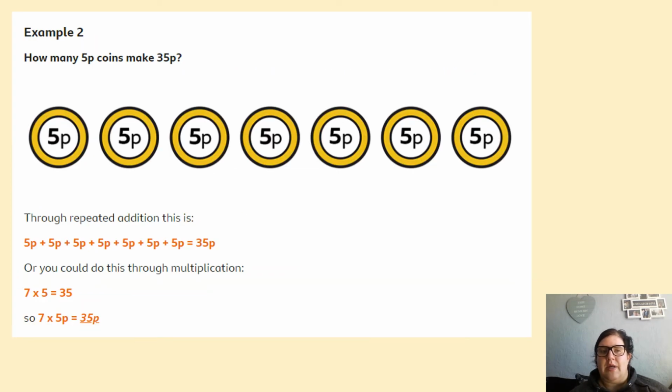Okay, so how many 5p coins make 35 pence? So through repeated addition, this is 5 add 5 add 5 add 5 add 5 add 5 add 5, which is 35 pence. Or you could do this through multiplication. 7 times 5 equals 35. So 7 times 5 pence equals 35 pence.